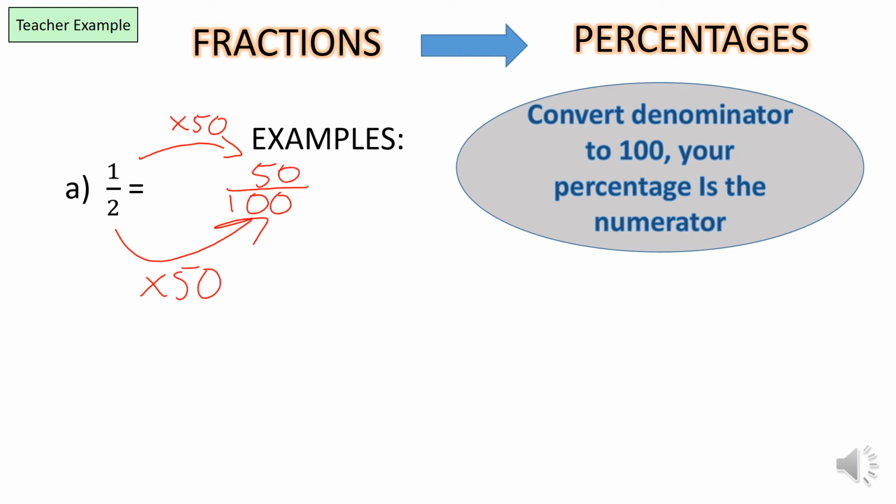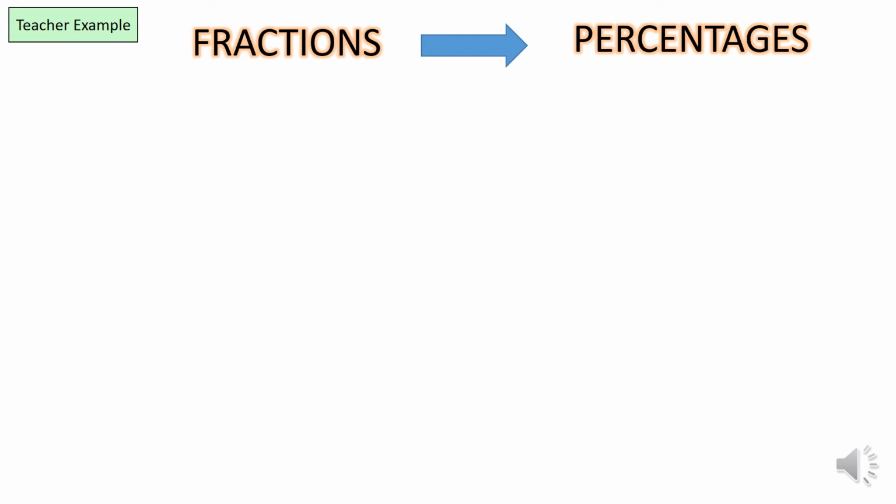Once we have converted it into a fraction out of 100, our percentage is simply the number in the numerator, which is 50%. So it equals 50%. I'm going to do one more example.